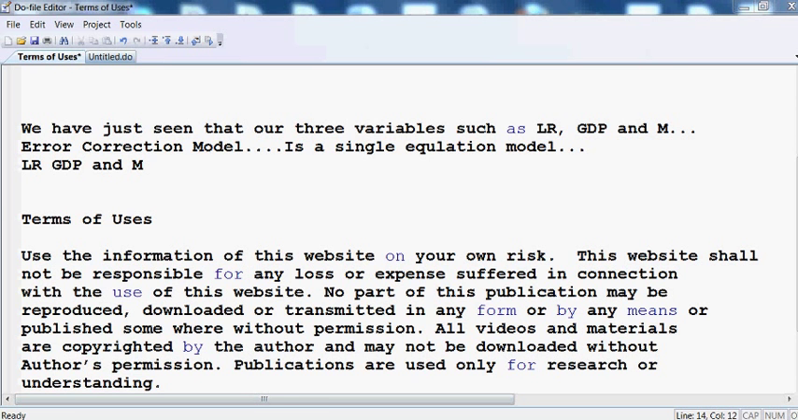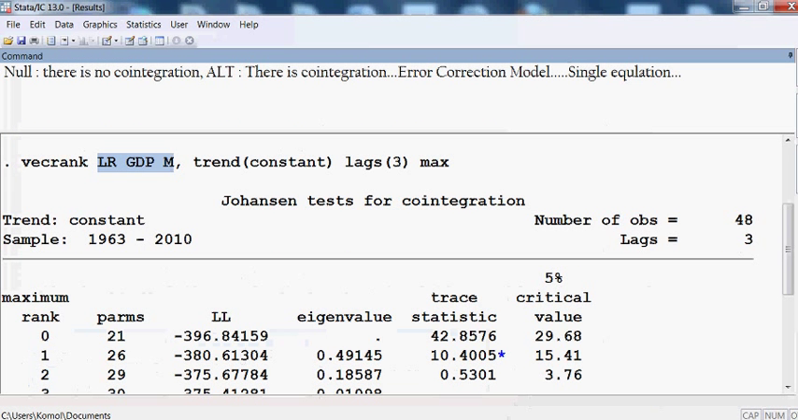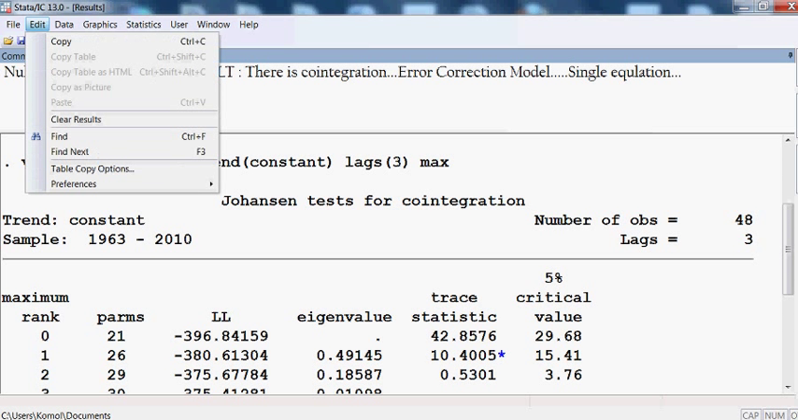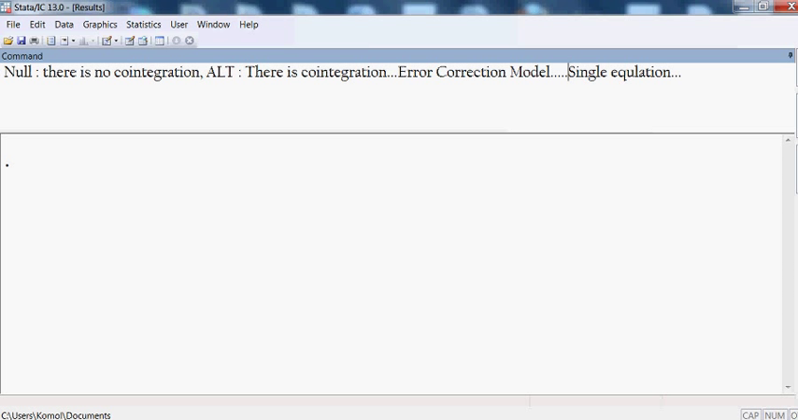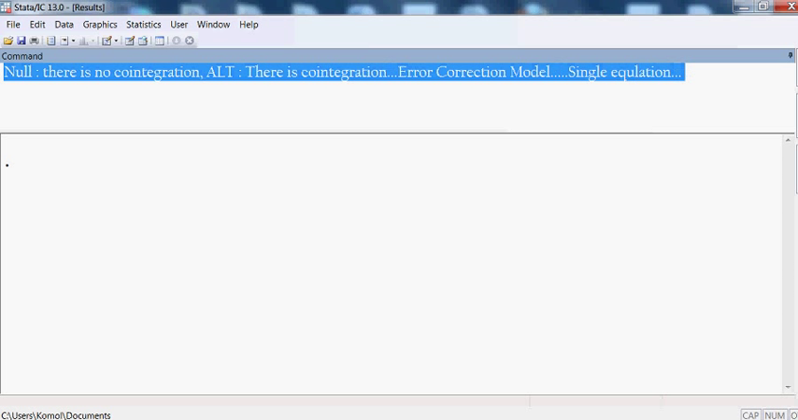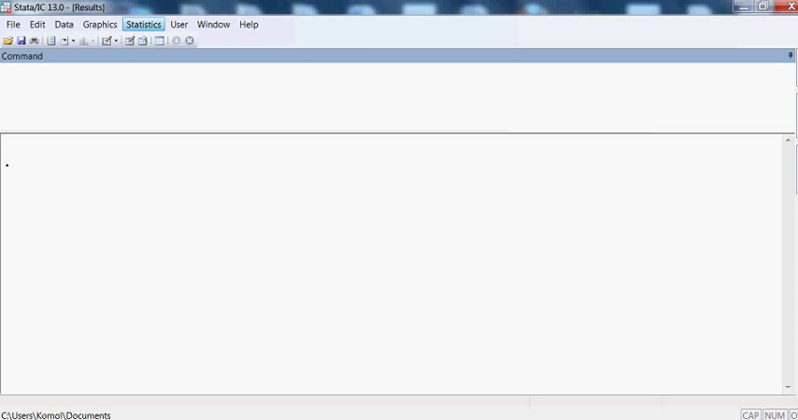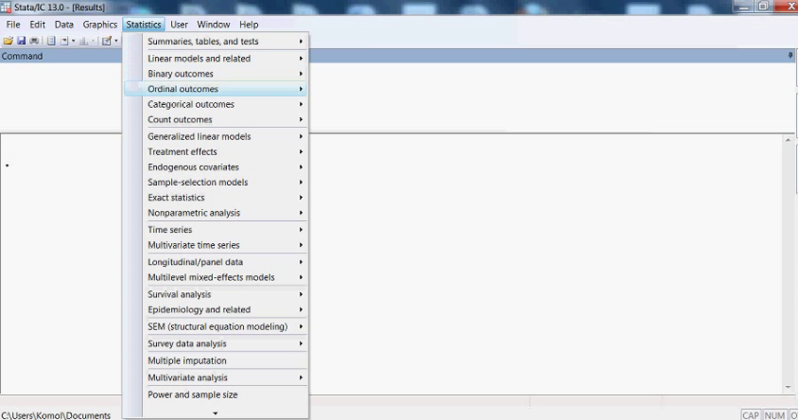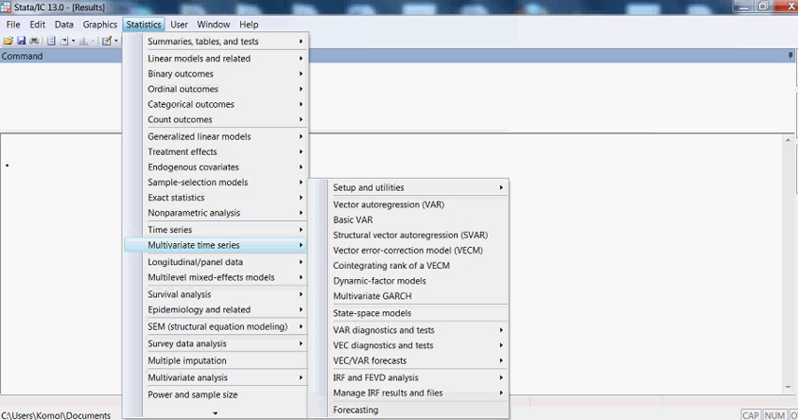So I go to statistics as before, right? So I make it clear. Then I do the statistics. Okay, multivariate time series. I choose the multivariate. Then I choose the vector error correction model, right? I choose it.